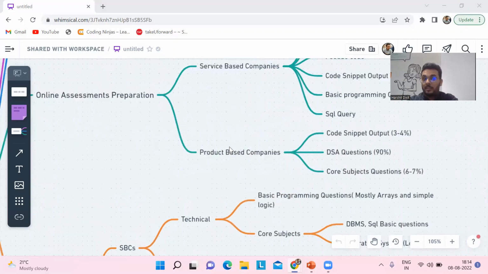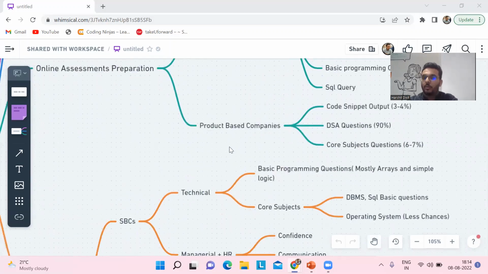After clearing the online assessments, you go to your first technical interview. Depending upon the company, there can be one interview round, two, or sometimes even three technical interviews, but you don't have to worry about that. The number of rounds is not going to matter. The preparation will always remain the same for all the rounds.